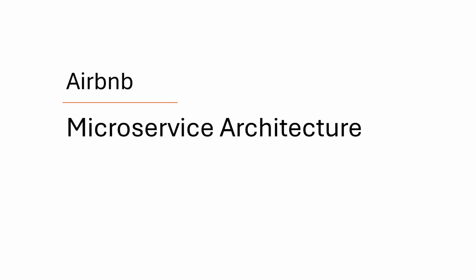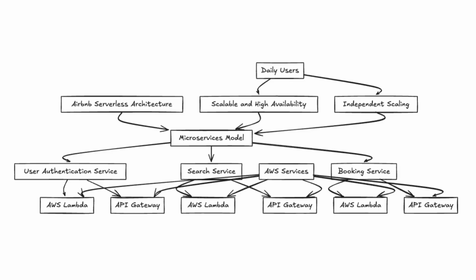Then there is Airbnb. Airbnb uses microservice architecture. Airbnb's serverless architecture is built using a microservice model. So each service, such as user authentication, a search service, a booking service, or an API, is backed by the serverless systems which are there. For example, the authentication service is based on AWS Lambda plus API Gateway, and the search service is based on AWS Lambda, or there are other services which are backed by AWS Lambda and API Gateway.